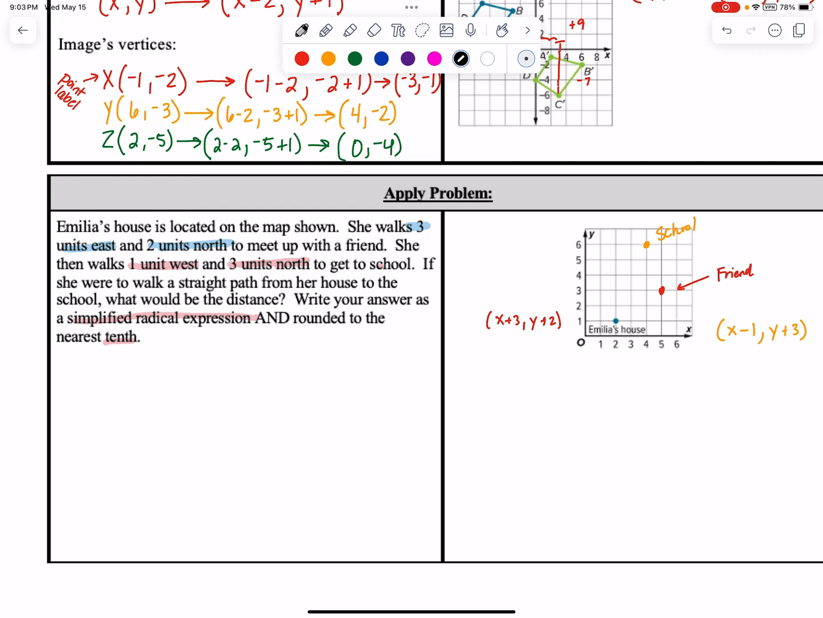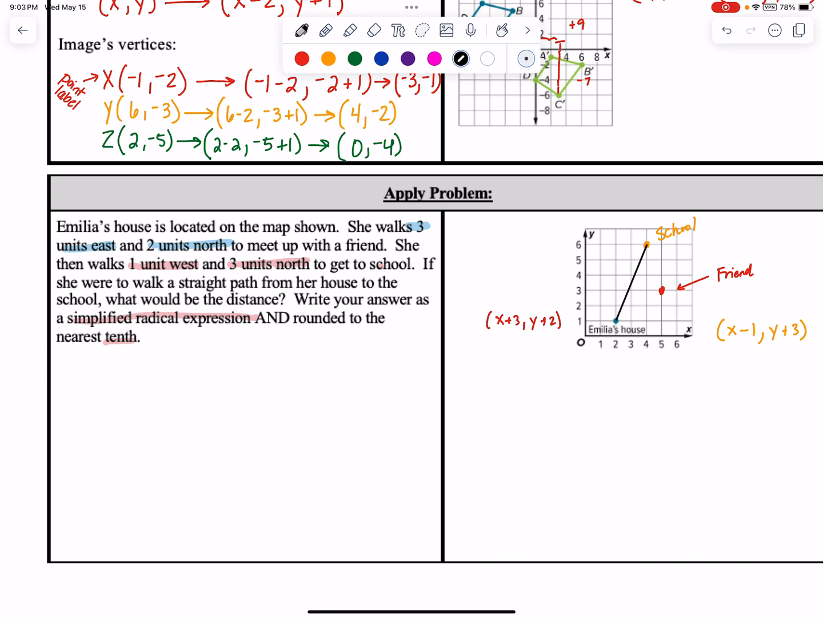Okay, and so we have a couple things going on here. We do have her, it says 3 units east, 2 units north to meet up with a friend. She then walks 1 unit west and 3 units north to get to school. Okay, so either way, we're making this path and asking this question of, if I just want to go from the house to school, how far would that be?